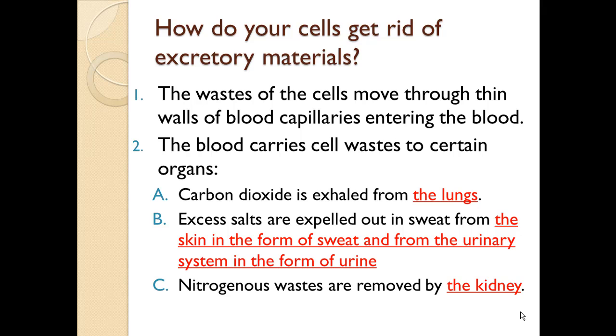The blood comes to the cell, takes out the waste or the excretory material through the thin wall of the blood capillaries. Then the blood moves carrying this waste until it reaches the special organs to get rid of it. What are these organs? The carbon dioxide moves till it reaches the lungs and is expelled outside your body through the respiratory system through a process which is known as the exhalation process.